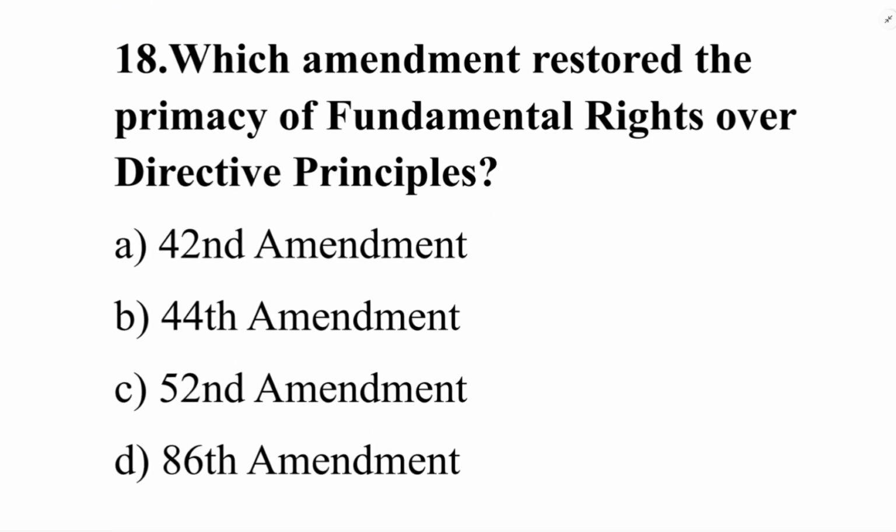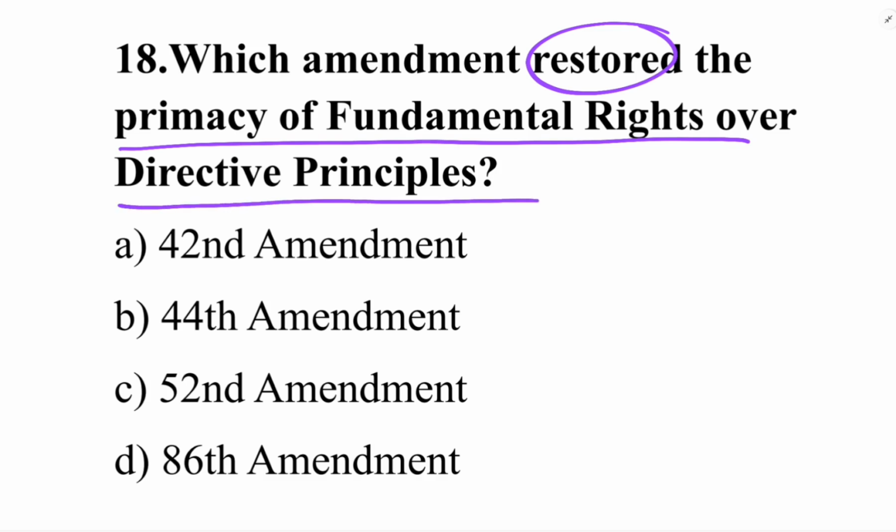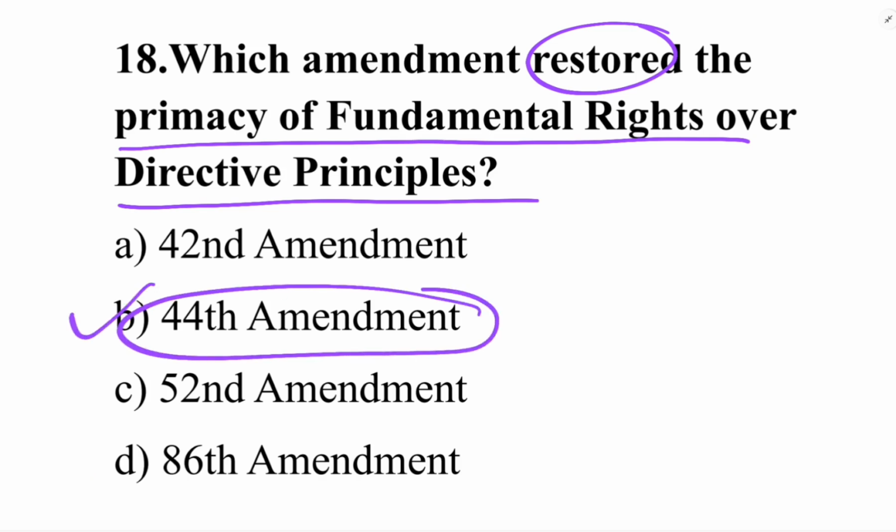Next question, which amendment restored the primacy of fundamental rights over directive principles? Option A, 42nd Amendment. Option B, 44th Amendment. Option C, 52nd Amendment. Option D, 86th Amendment. So the correct answer is option B, 44th Amendment.